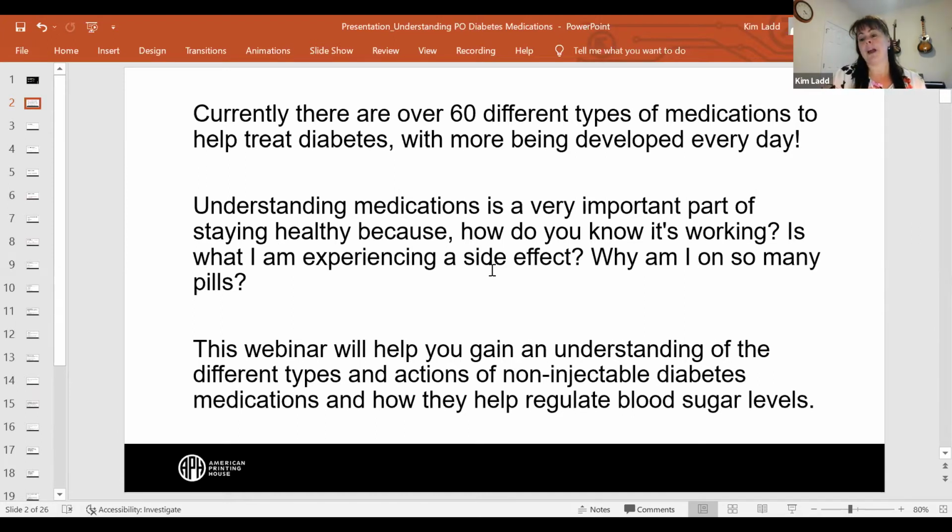You also might want to know why I am on so many pills. So as Pris said, my passion for teaching diabetes comes from, you know, my own and my family's experience. So I have diabetes, and I take 2 different pills for my diabetes. So it's like, why do I need two? Why can't I get it with one? So I hope to explain that just a little bit. So this webinar will help you gain an understanding of the different types and actions of the non-injectable diabetes medications and how they help regulate our blood sugar levels.